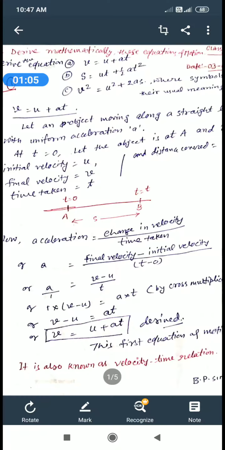Next day, I will derive these three equations graphically. So let us start.